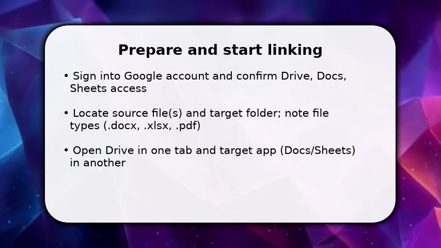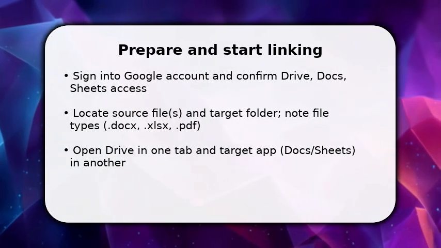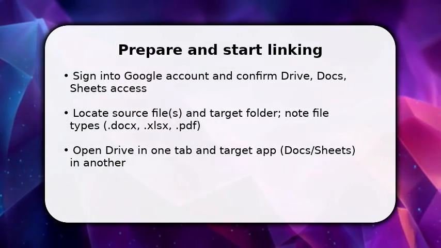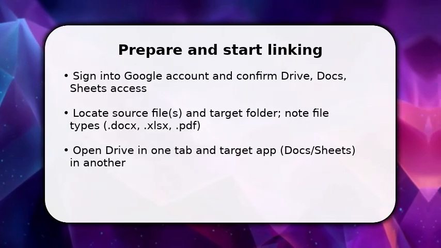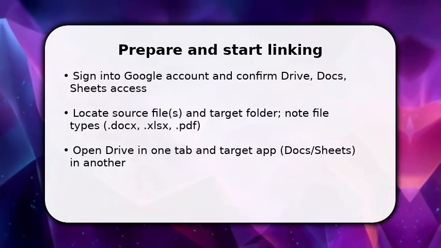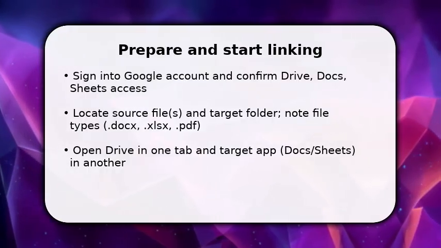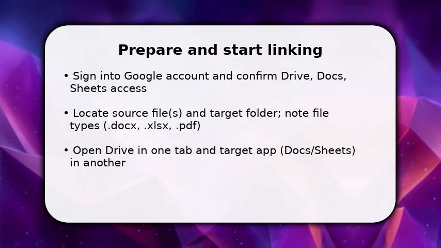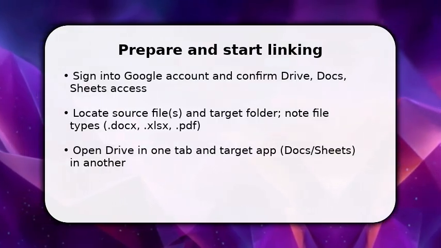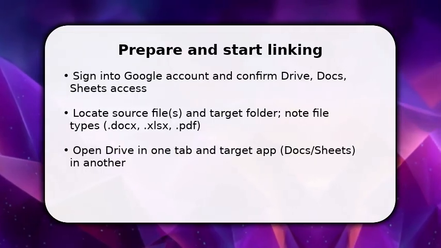You start by signing into your Google account and confirming Drive plus the specific apps you need. Once done, locate the source file and the destination folder so you know where things will move. This prevents accidental duplicates. Make sure file types are compatible: docs for text, sheets for spreadsheets, PDFs for static copies.